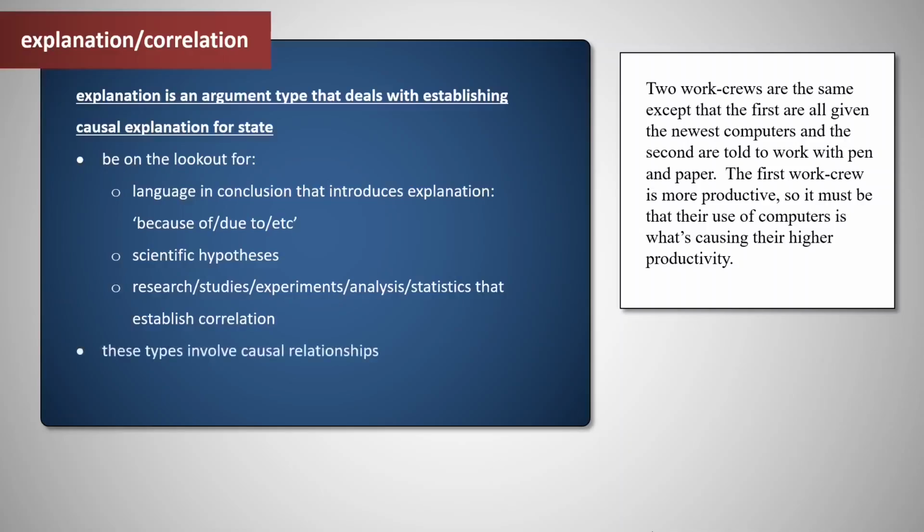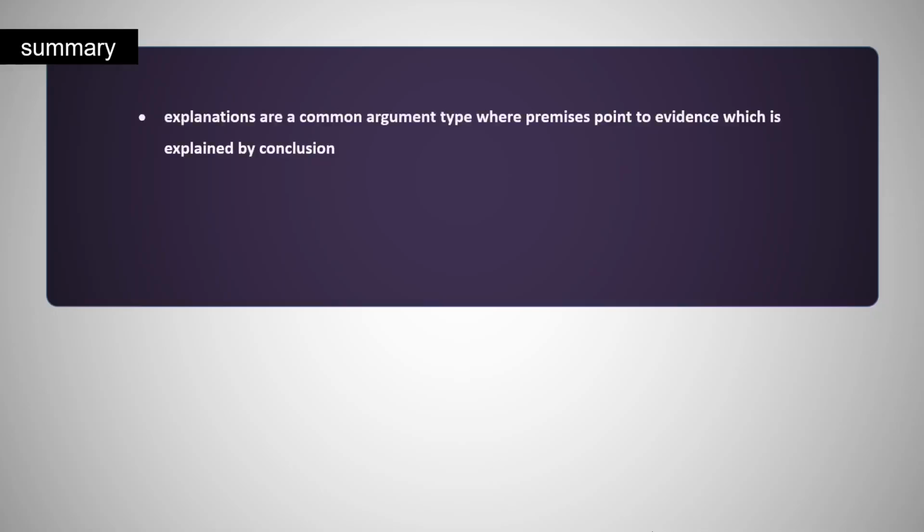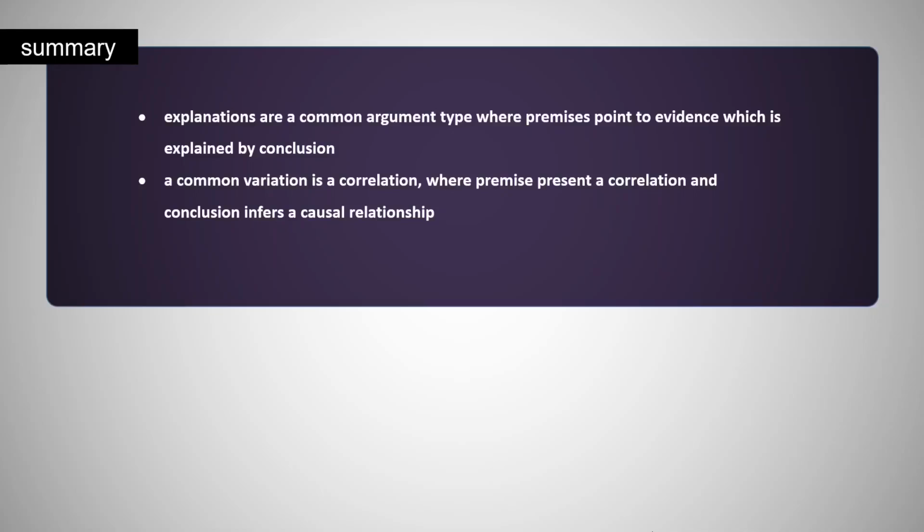And obviously, these types involve causal relationships. They are essentially either saying that the conclusion is the cause which produced the effect in the premises, as we have in that there's smoke and therefore it's because there's a fire, or having a situation where there's a correlation and then concluding that there's a causal relationship between them. So to summarize quickly, explanations are a common argument type where premises point to evidence which is explained by the conclusion, and a common variation is a correlation, where the premises present a correlation and the conclusion infers a causal relationship.